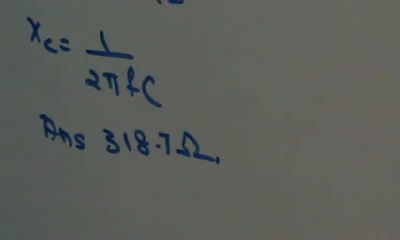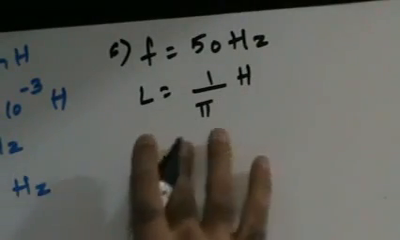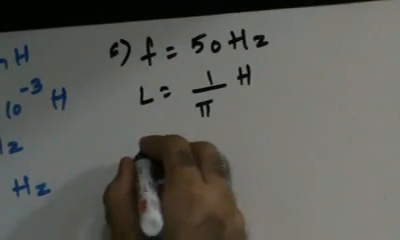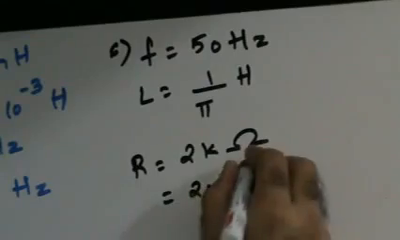Next, take the next one please. A 50 cycle AC supply has an inductor of 1 upon pi Henry and a resistance of 2 kilo ohms. Calculate the impedance in the circuit.